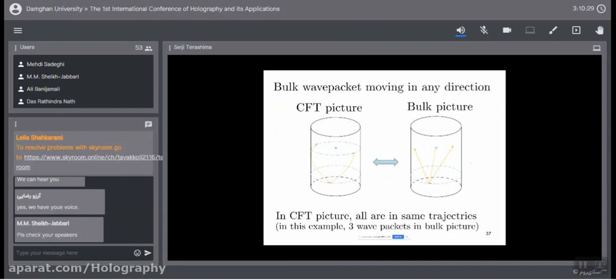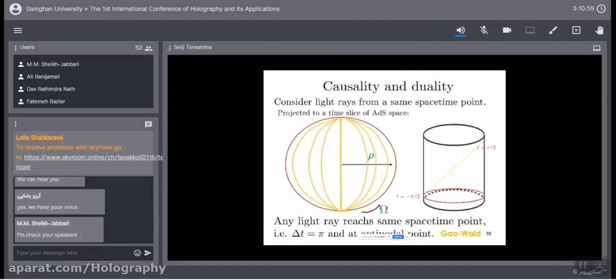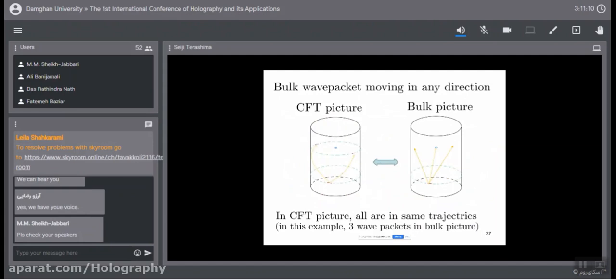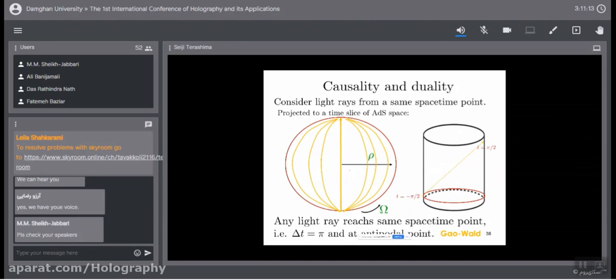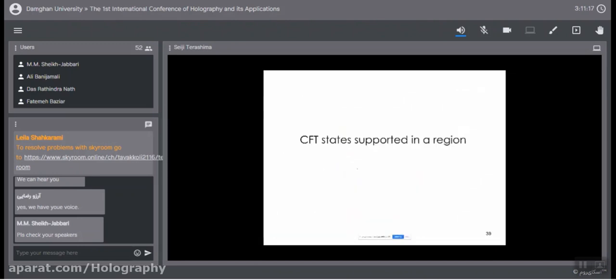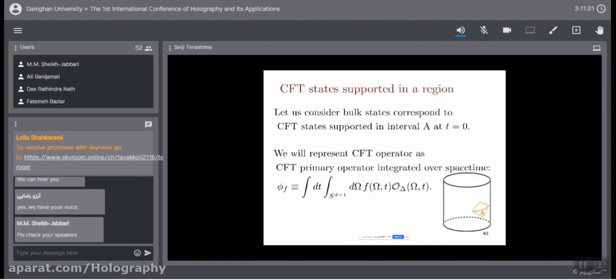But of course, we can consider not only a bulk wave packet going to the center, but any direction. There are three wave packets here. Any of them is represented by different entangled states, localized near here and here. We can also consider causality and duality, and actually this picture is consistent with causality in the bulk and CFT, but I skipped this one. And finally, I will consider the CFT state supported in a region in our picture.